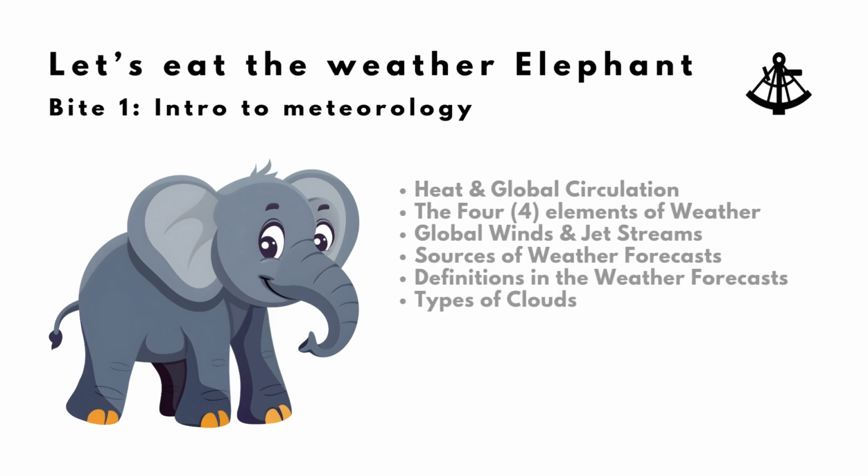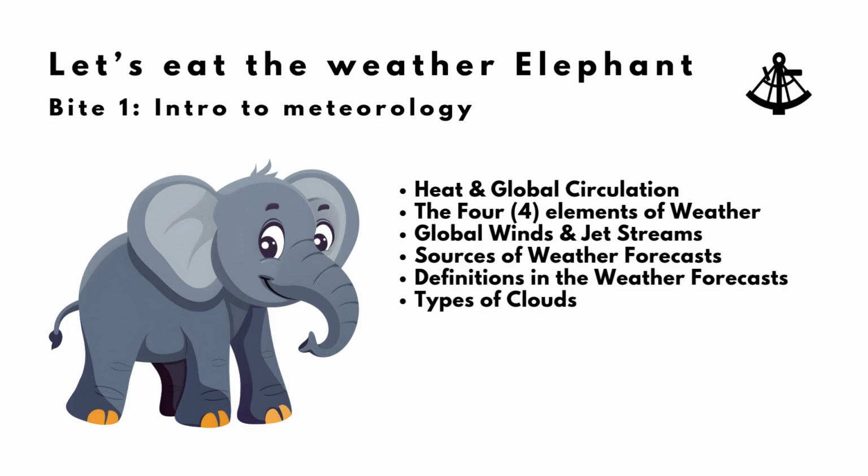Let's get started. This video is the first bite of the weather elephant. We will look at heat and global circulation, the four elements of weather, global winds and jet streams, sources of weather forecast, definitions in weather forecast, and types of clouds.